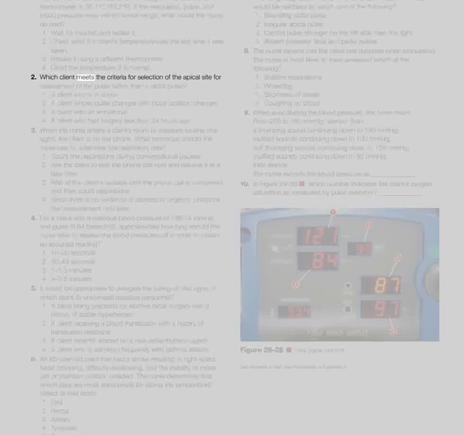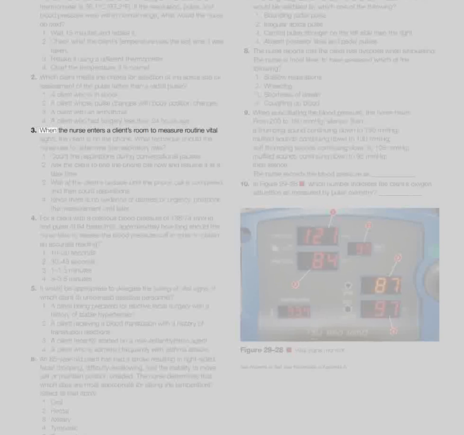2. Which client meets the criteria for selection of the apical site for assessment of the pulse rather than a radial pulse? 1. A client who is in shock. 2. A client whose pulse changes with body position changes. 3. A client with an arrhythmia. 4. A client who had surgery less than 24 hours ago.